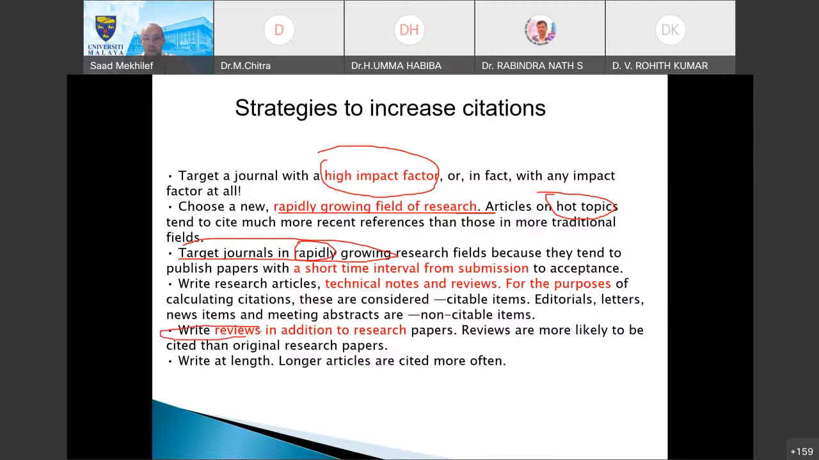Yeah, I already mentioned this: write review papers. Okay, they are more likely to be cited. And also write lengthy, long articles. What does it mean? It means you write a good, complete piece of work, which contains everything the researcher needs. So people will refer to it. They find it very useful, and they can refer to it as a main reference. Because people will always cite the main references, not all the papers they download and so on and so forth. Okay.